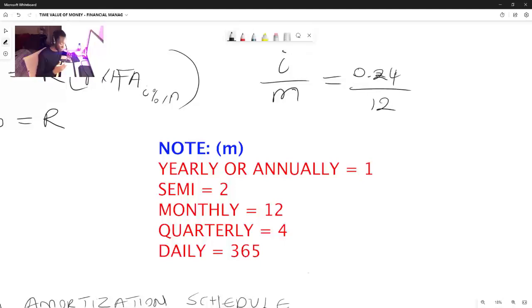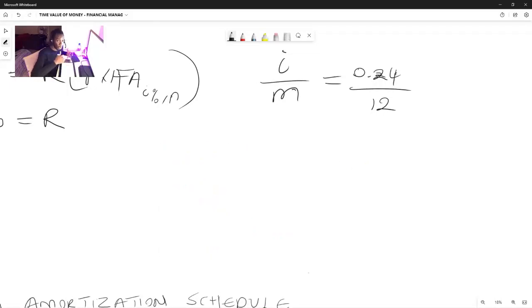So the interest rate is compounded per month, and we know that in a year there are 12 months. So we're going to divide the 24% by 12 in order to convert the percentage into a monthly percentage. So 0.24 divided by 12 will give us 0.02. All right, so that's what we have here.